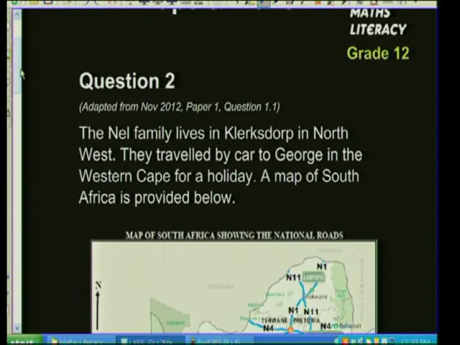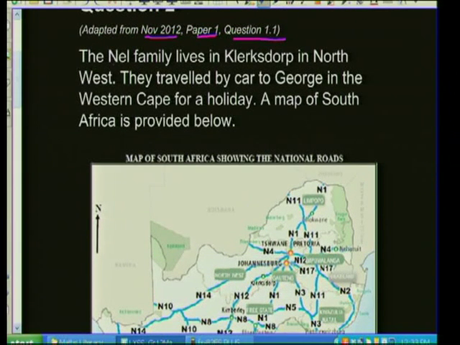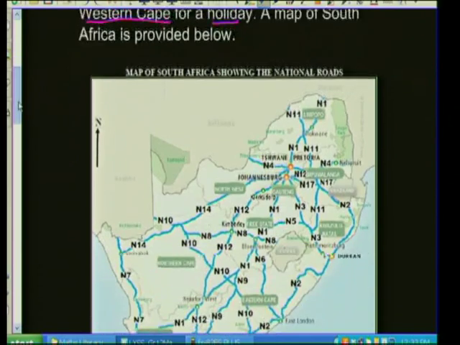Right, the next question is adapted from the November 2012, again paper 1, question 1.1. The Nell family lives in Klerksdorp in the northwest. They travel by car to George in the Western Cape for a holiday. A map of South Africa is provided below.